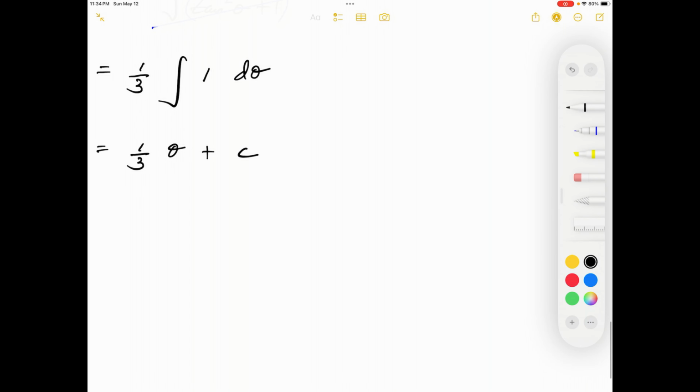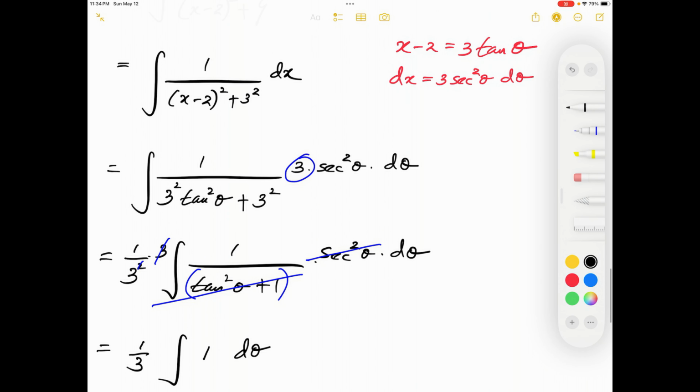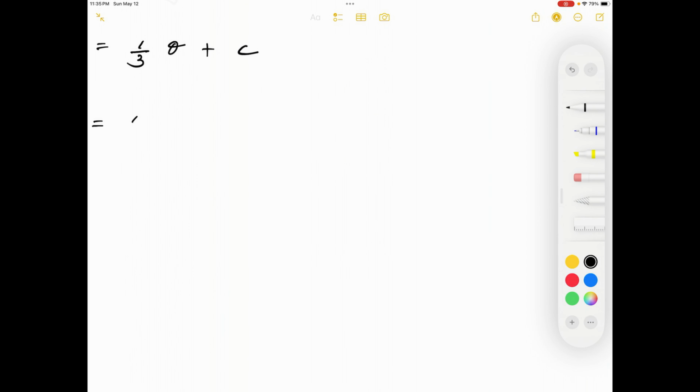theta plus c, which is a third theta. In order to find theta, I need to go back and look at this substitution right here. From that substitution, we can see that tangent theta should be equal to x minus 2 divided by 3. Therefore, theta should be equal to tangent inverse of x minus 2 over 3. Therefore, this is equal to 1/3 tangent inverse of x minus 2 over 3 plus c. That's the answer for that example.